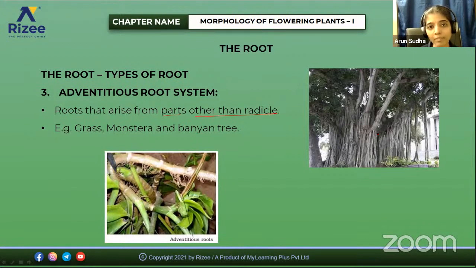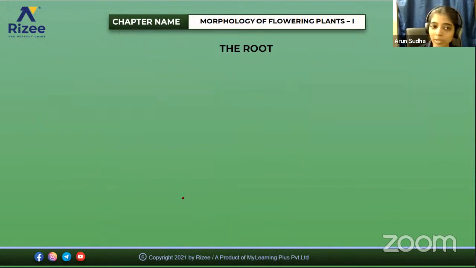So roots, we saw that apart from the absorption of nutrients, have other roles. If you take the banyan tree, what is the role of these roots? They give support. There are different other functions also. And if you see these roots, they are not arising from the radicle. Actually, the stem has leaves, and some leaves also will have roots. So if the root arises from parts other than the radicle, they are called the adventitious root system. Then we'll see about the different modified forms of the adventitious roots.